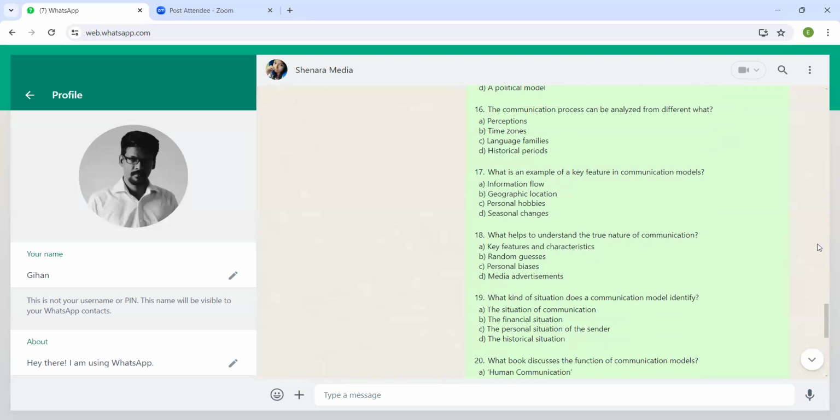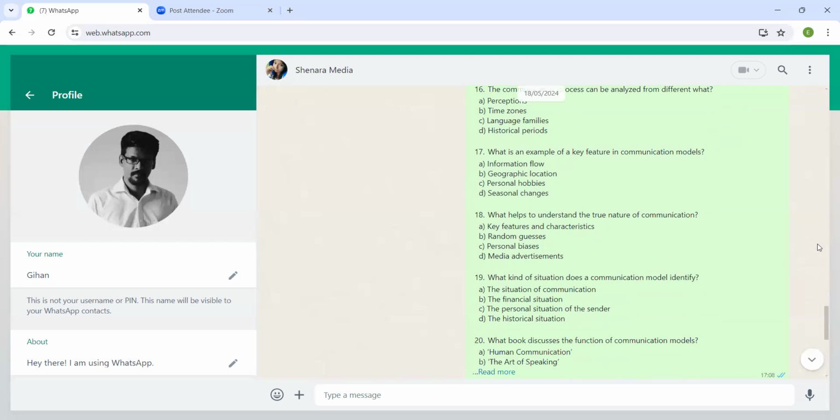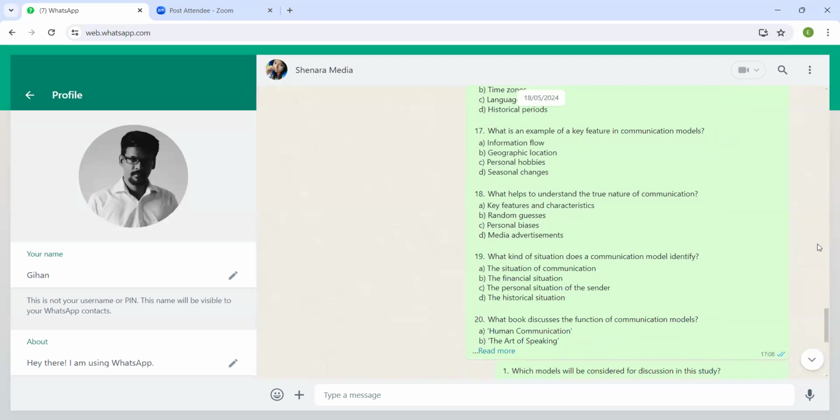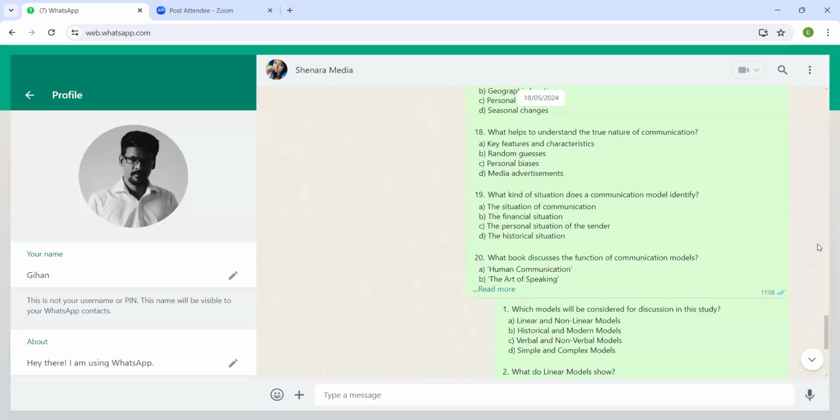Media advertisements? No. The answer is key features and characteristics of the nature of communication. Key features and characteristics help to understand the true nature of communication. What kind of situation does a communication model identify? The situation of communication is identified by a communication model.